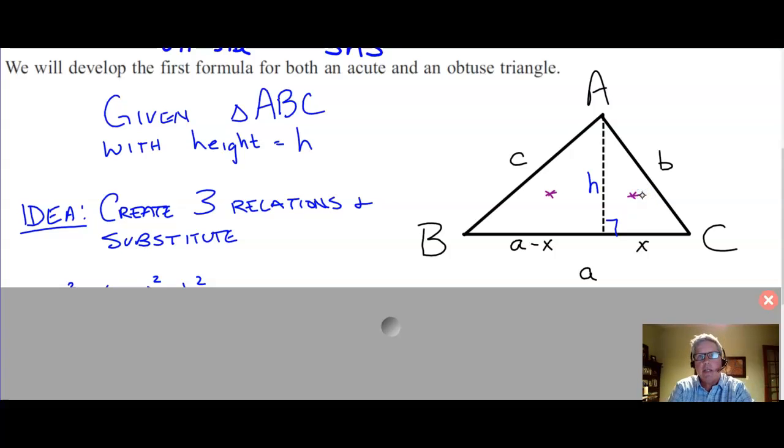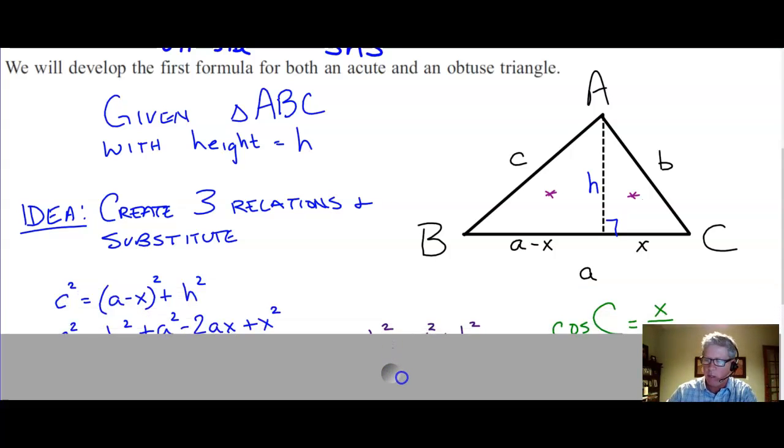Anytime you're in a right triangle, that means Pythagorean theorem is going to work out. SOHCAHTOA is going to work out. So this is the brilliance of this derivation. It uses those three different equations, mixes them all up, and creates this one relationship between the sides. So let's check it out.